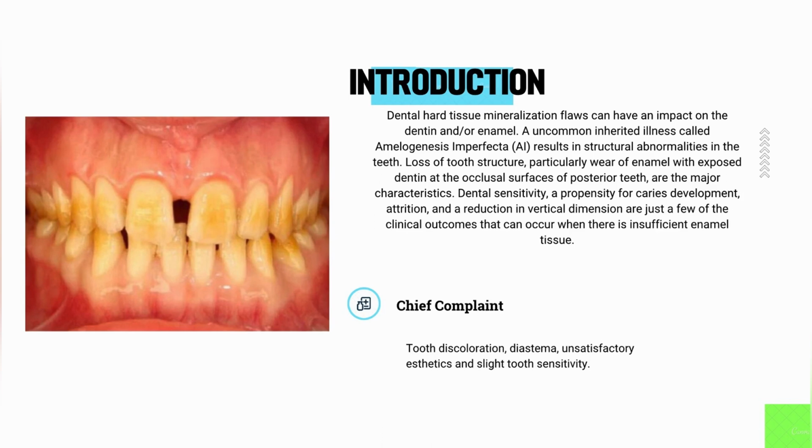Introduction. Dental hard tissue mineralization flaws can have an impact on the dentine and/or enamel. An uncommon inherited illness called amelogenesis imperfecta results in structural abnormalities in the teeth. Loss of tooth structure, particularly wear of enamel with exposed dentine at the occlusal surface of the posterior teeth, are the major characteristics. Dental sensitivity, a propensity for caries development, attrition, and a reduction in vertical dimension are just a few of the clinical outcomes that can occur when there is insufficient enamel tissue.